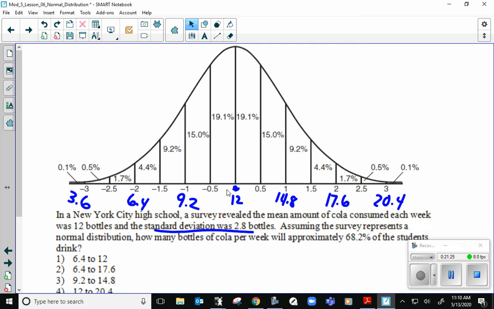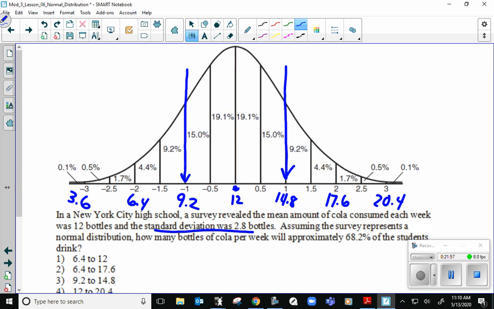So assuming the survey represents a normal distribution, which is what this curve is, it is not skewed left to right, hump right in the middle, perfectly symmetrical. How many bottles of cola per week will approximately 68.2% of the students drink? Because I know the chart, I know that 68.2% is one standard deviation from the norm, or the average.